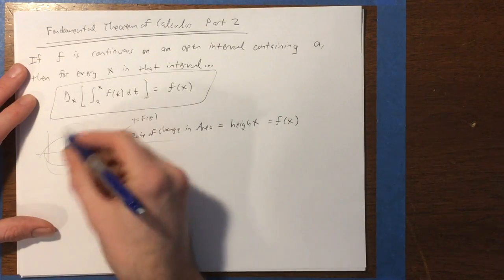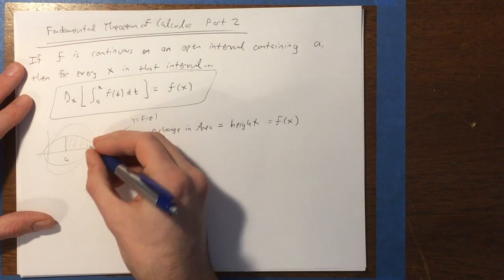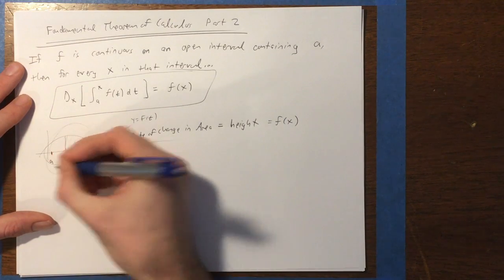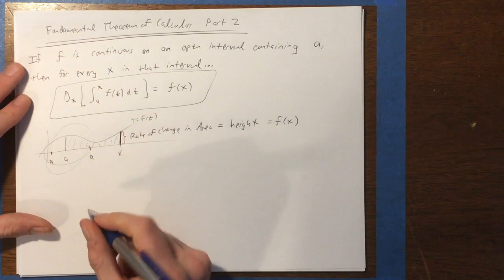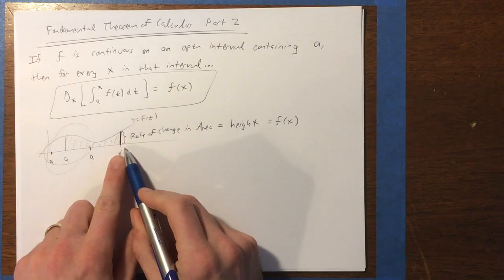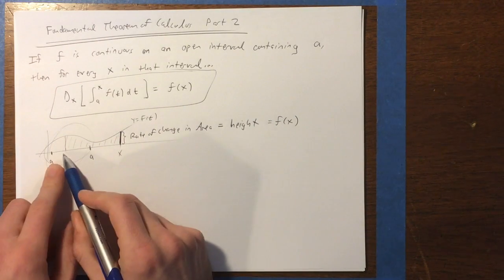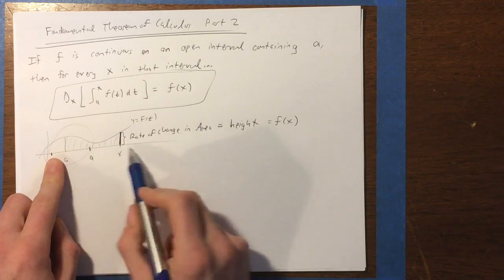So the reason that a doesn't matter is because you could have put a there, or you could have put a here, or you could have put a here. It doesn't really matter where a is, because the rate of change is happening here, right? This is where things are changing. This is just where you're measuring from, and where you're measuring from is irrelevant.